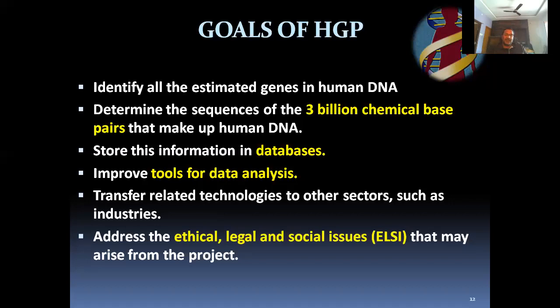While we are doing this project, addressing whatever ethical, legal, and social issues arise is a goal of the Human Genome Project. So the technical information to be remembered is these 3 billion chemical base pairs from this particular page.